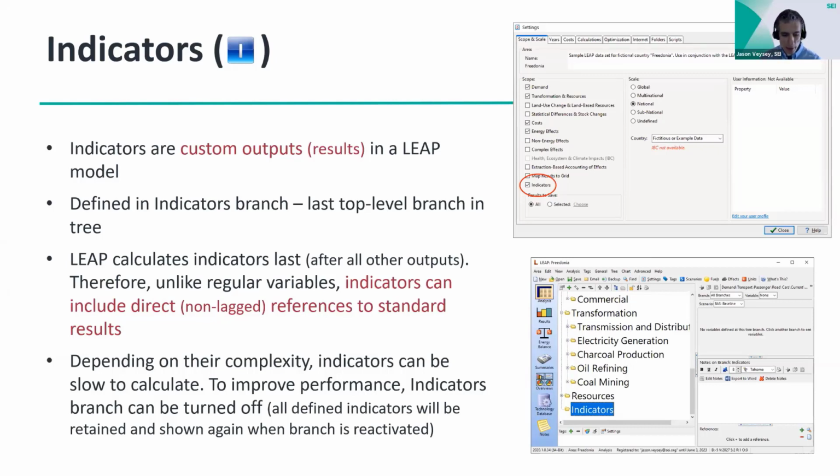Now, indicators have a special privileged position in Leap modeling. Normally, when you define an expression for a variable in Leap in the analysis view, you cannot refer to contemporaneous result variables in your expression, which is to say, you can't refer to results from the same year in the expression for an input variable, because that creates a circularity and Leap can't deal with that. Leap, when it's doing its calculations, calculates 1 year at a time.